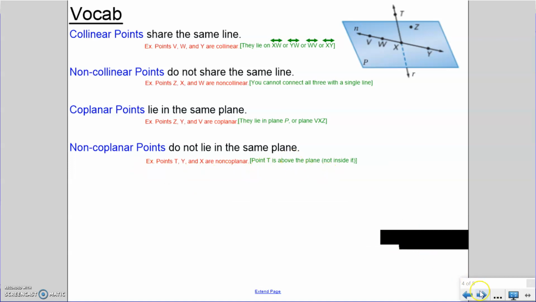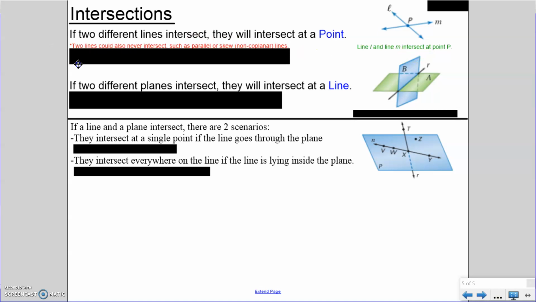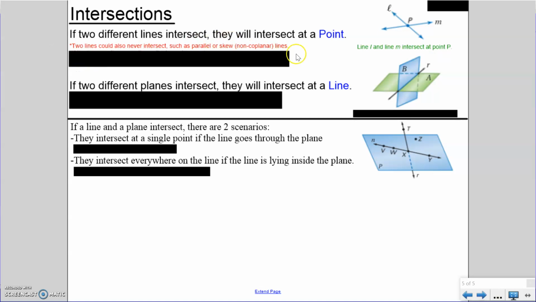Last slide. Intersections. If two different lines intersect, they will always intersect at a point. For example, here's line L and line M. They cross or intersect at point P. So line L and line M intersect at point P. Now there are special cases. Two lines can also never intersect, such as if they're parallel or skew. And skew just means non-coplanar.